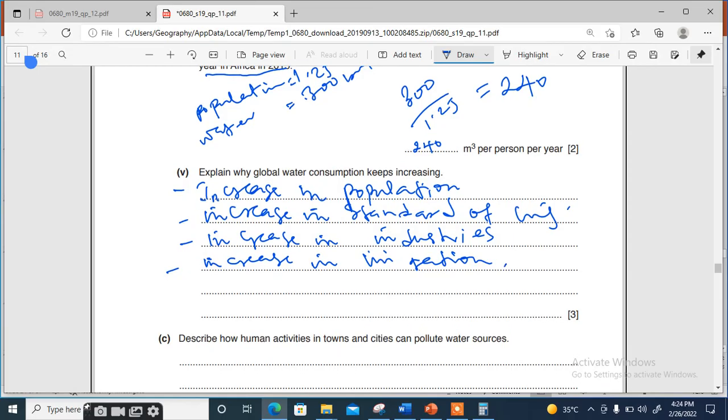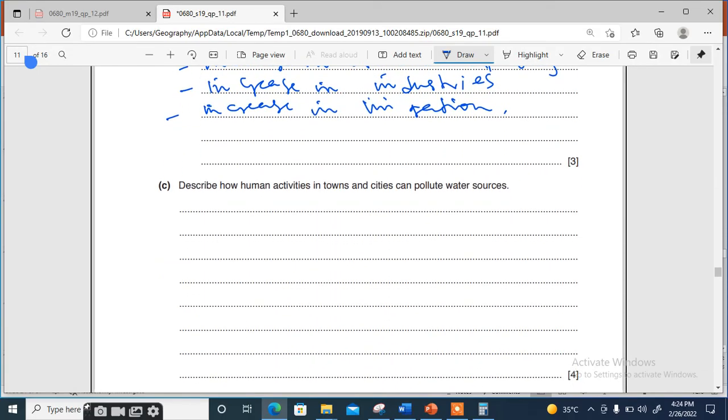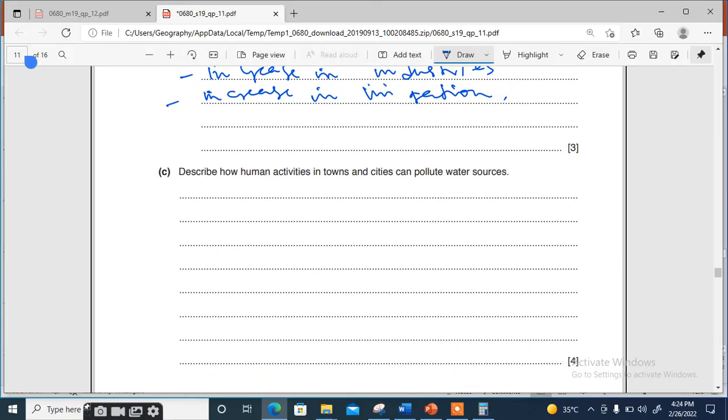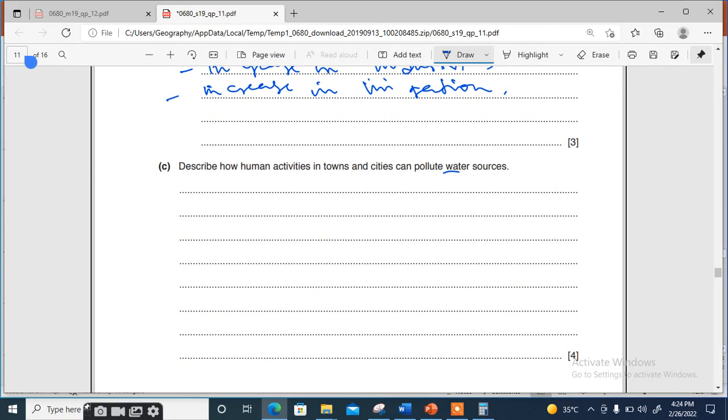Now, describe how human activities in towns and cities can pollute water. So, causes of water pollution. First, one of the major reasons is untreated sewage, which can move directly into water sources. You can also have things like waste from factories and industries.